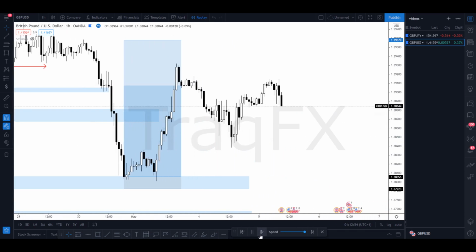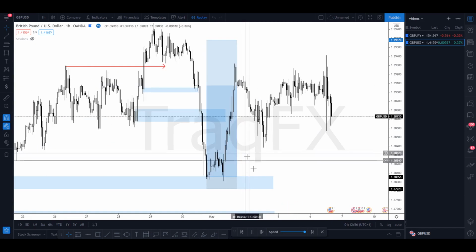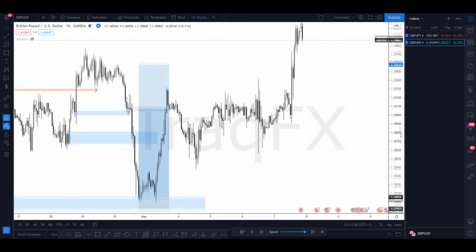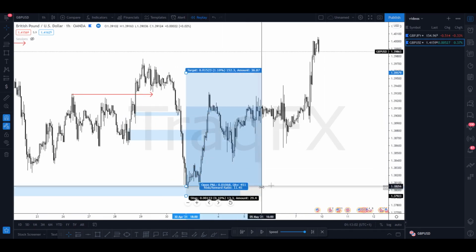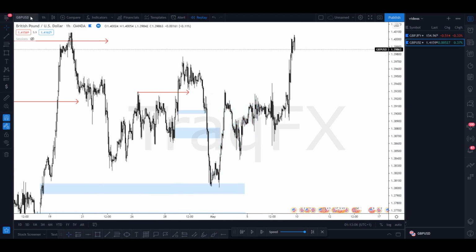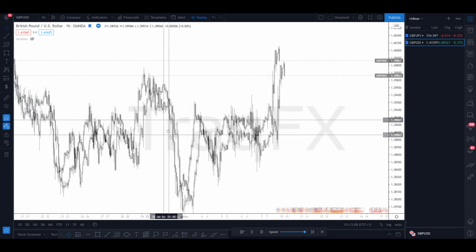Well, look at that. You see, it's so mentally draining. Just being in a trade like that for that long with all this consolidation, it's so mentally draining. But yeah, that's another clean example of price reacting off of this zone. Right, let's go. I'll delete everything. I'll show you a couple more examples.